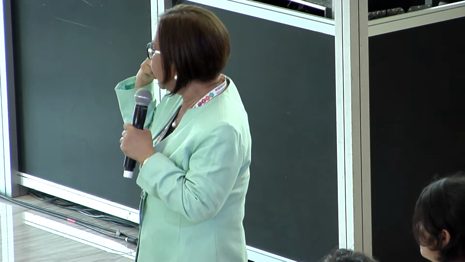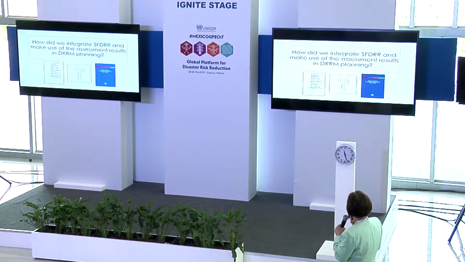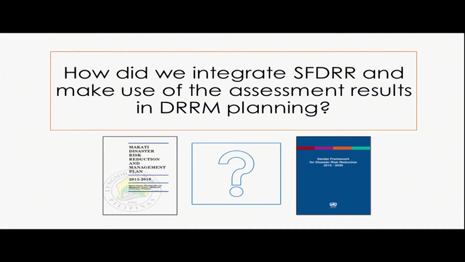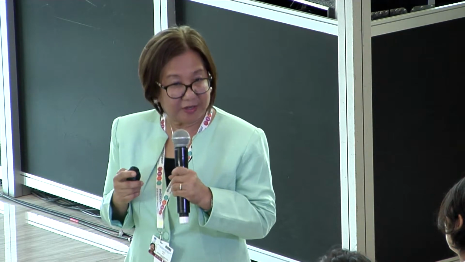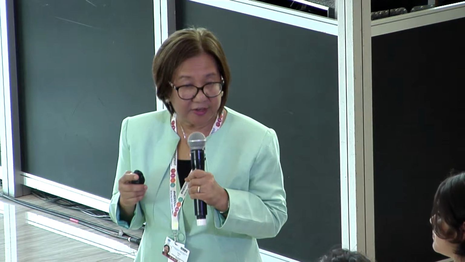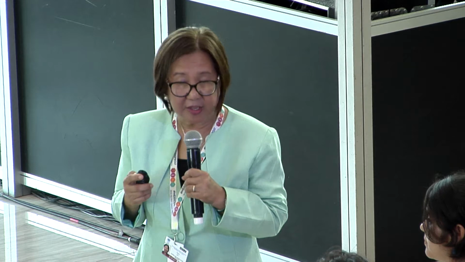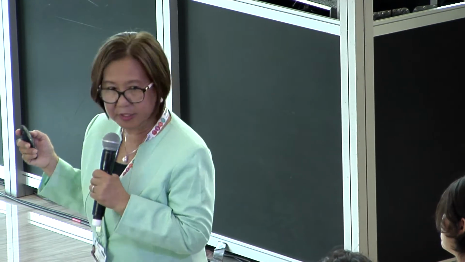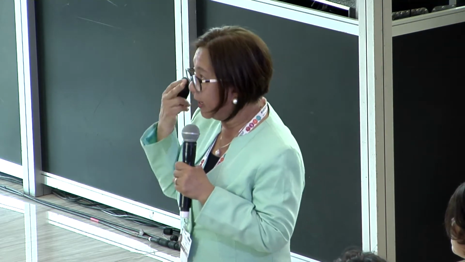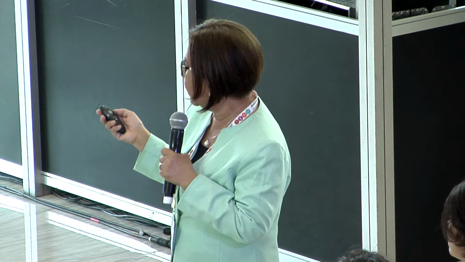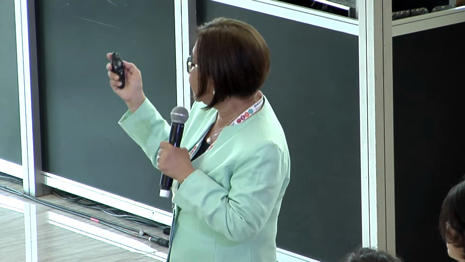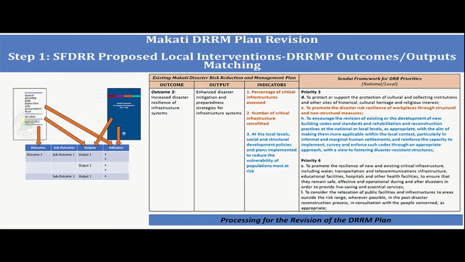So how did we integrate the SFDRR and make use of the assessment results in the DRM planning? Makati City has a disaster risk master plan, but this was produced prior to the SFDRR. So our stakeholders had to study what elements in the SFDRR should be incorporated into the DRRM plan to keep it aligned with the targets and goals set in the SFDRR. So this is now an example of how the SFDRR is integrated.